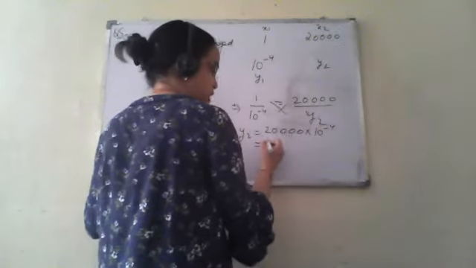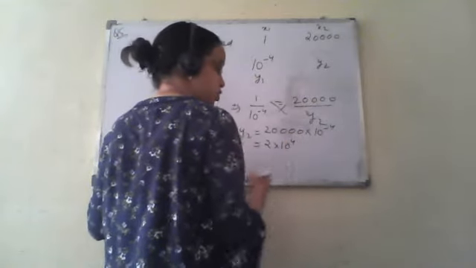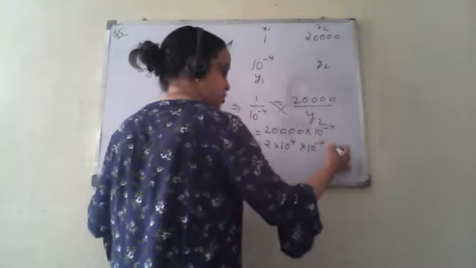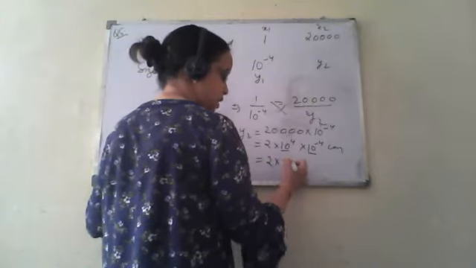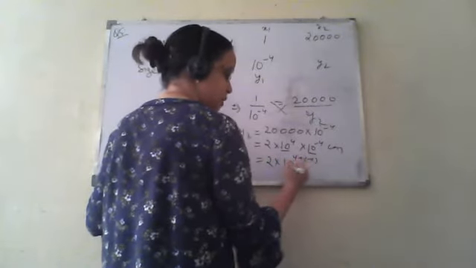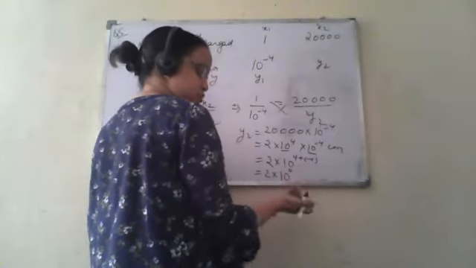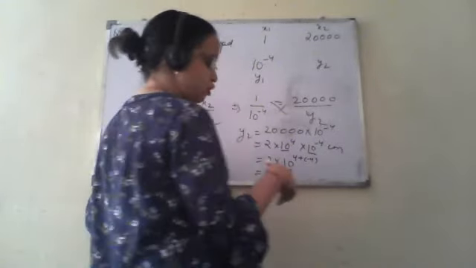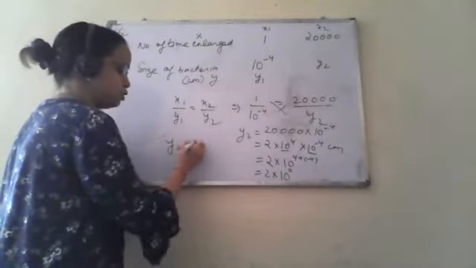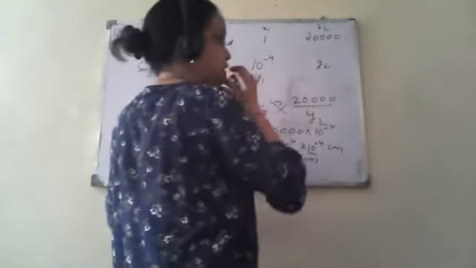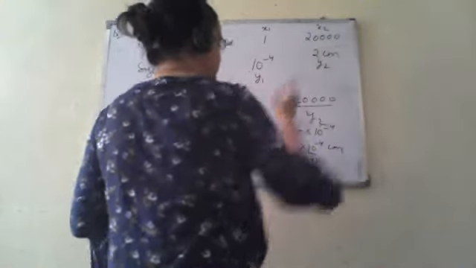So this 20,000 can be written as 2 into 10 to the power 4, into 10 to the power minus 4 centimeter. The bases are the same, so the powers can be added: 2 into 10 to the power 4 plus minus 4. It comes out to be 2 into 10 to the power 0. The 4 and minus 4 get cancelled out, and any base with power 0 equals 1, so y2 is 2 centimeter. So the size of bacteria, if it is enlarged 20,000 times, will be 2 centimeter. Clear?